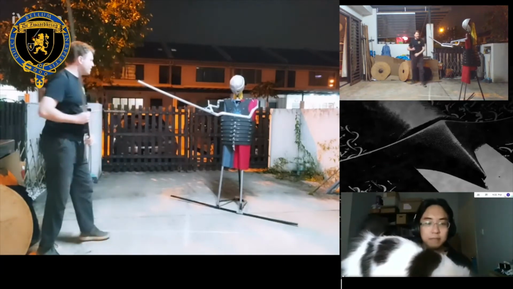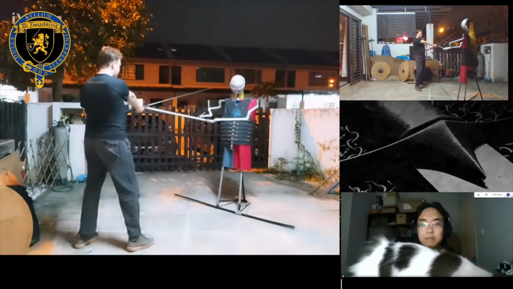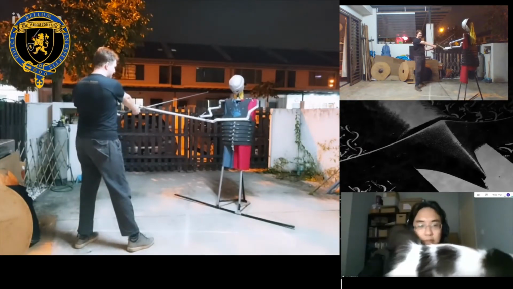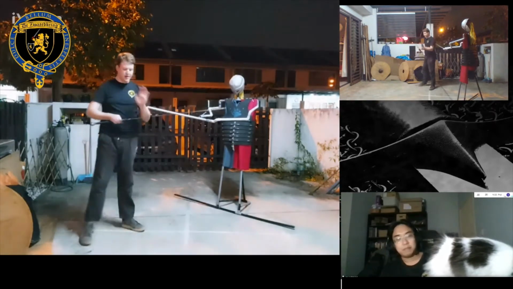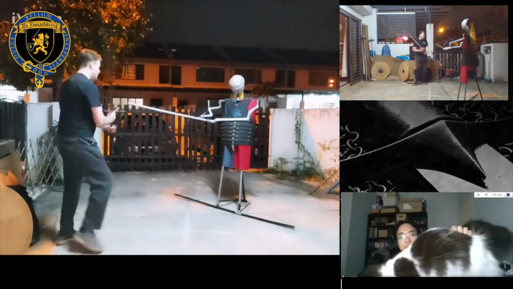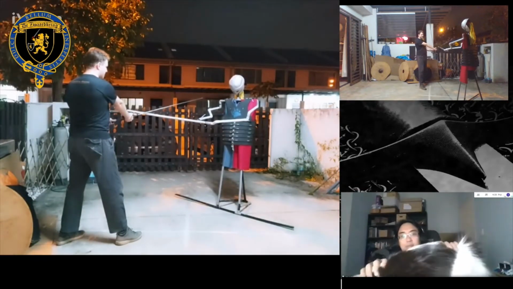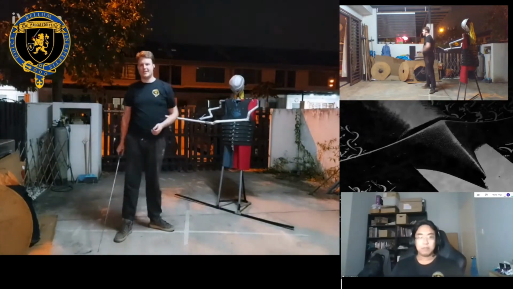So he is attacking me. I can do the same thing. I can put my strong against his weak and push it aside. So I'm using both the leverage of my sword and the momentum of my cut to put it aside. And from there, we're going to go into a separate technique.